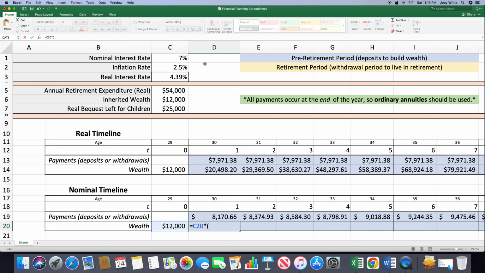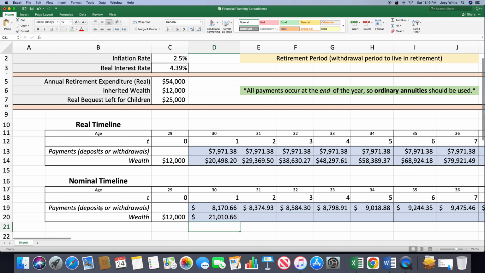So that'll be 1 plus, so C20 times 1 plus the nominal interest rate, which is C1. So I'll do $C$1, close parentheses. And now, since we're in the pre-retirement period where you're making deposits towards your wealth, we'll just go ahead and click the first nominal payment you're going to make. And so by the end of your first year in saving for retirement, you should have a wealth of $21,010.66. So slightly more than your wealth after the first payment.